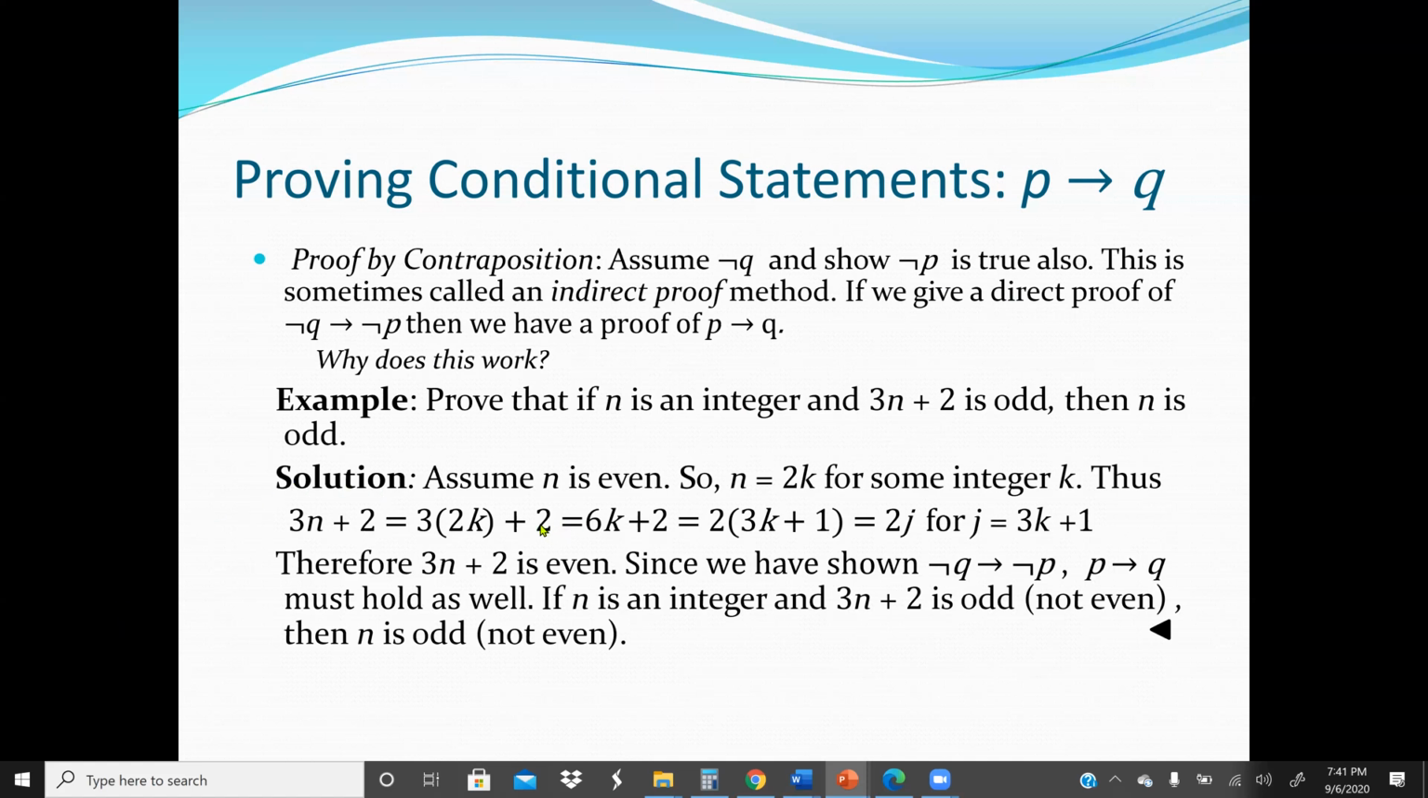So the solution will be assuming n is an even number. So n equals 2k for some integer k. Thus we have 3n plus 2. We know n is 2k, so 3 times 2k plus 2 gives us 6k plus 2. The common factor of 6k plus 2 is 2, so we get 2 times 3k plus 1, which is equal to 2j. So for j, we get 3k plus 1. Therefore, we say 3n plus 2 is even. Since we have shown that not Q implies not P, it is P implies Q.